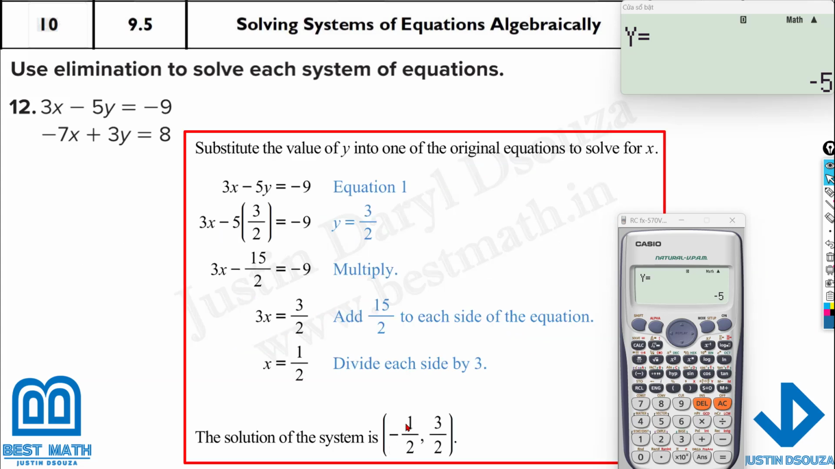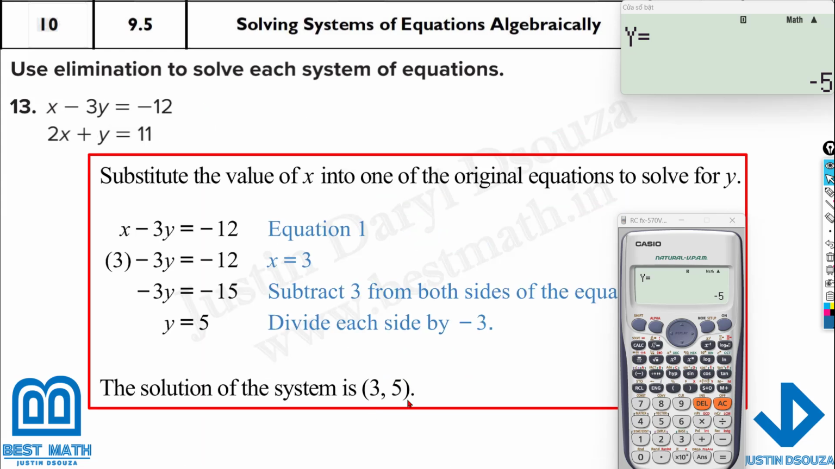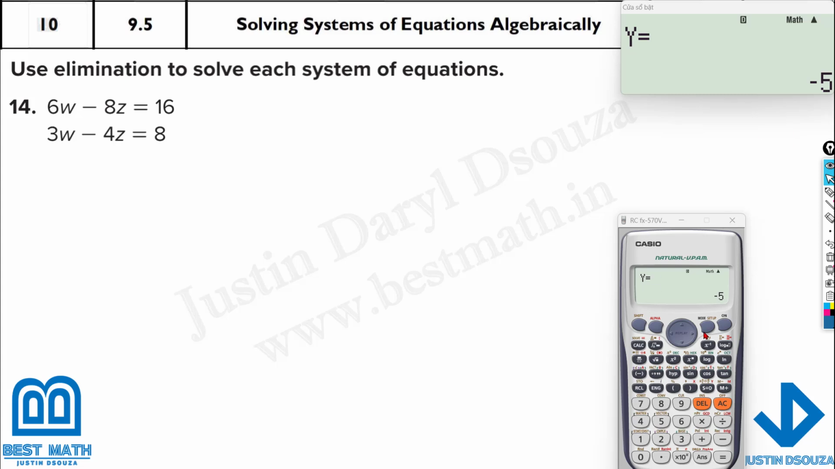It is negative half and 3 by 2. And over here as well, we have answers of 3 and 5. Please do them by yourselves and then check the answers. It's very simple in the calculator. Last problem, it doesn't matter, you should have x and y. We have w and z here. Mode 5, 1, the coefficients 6, minus 8 and 16. Then we have 3, minus 4 and 8.